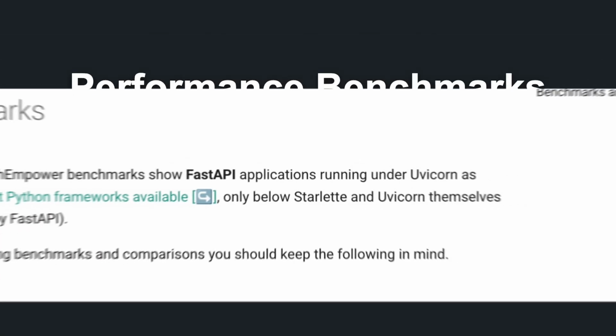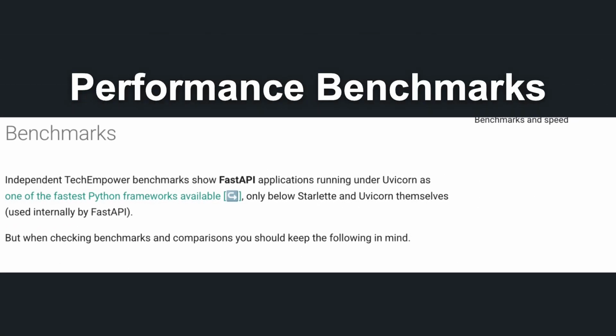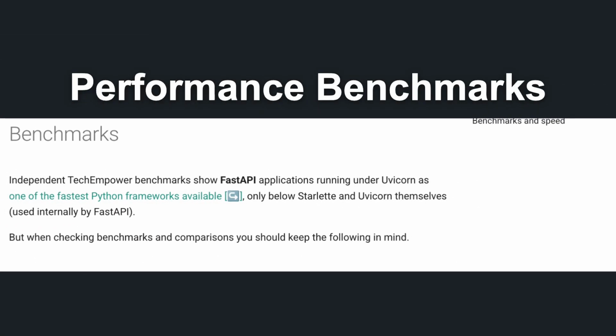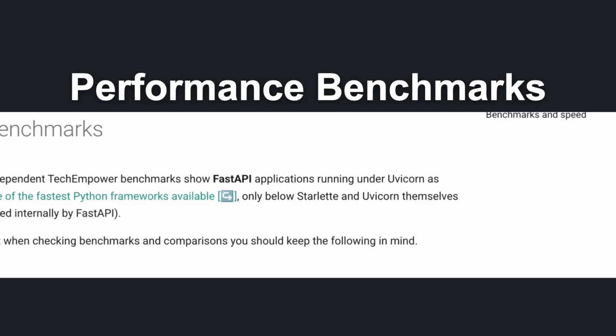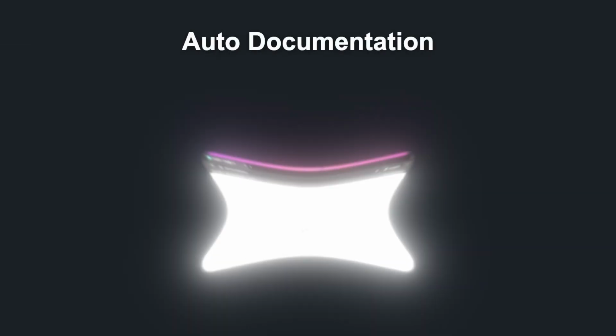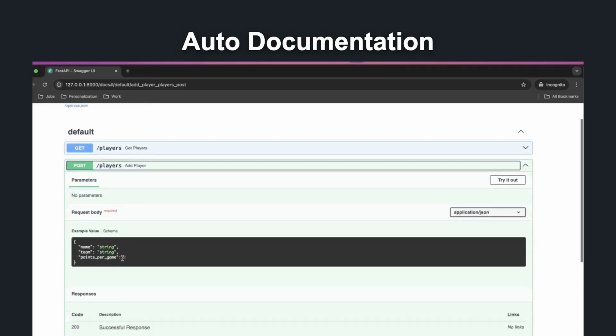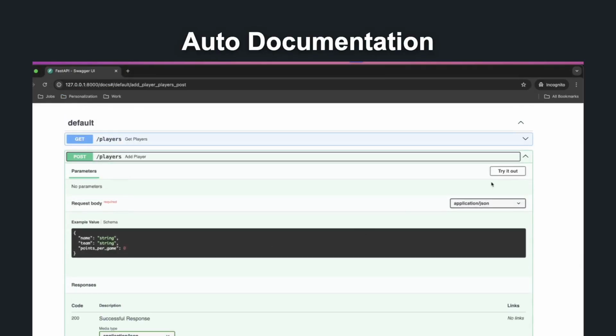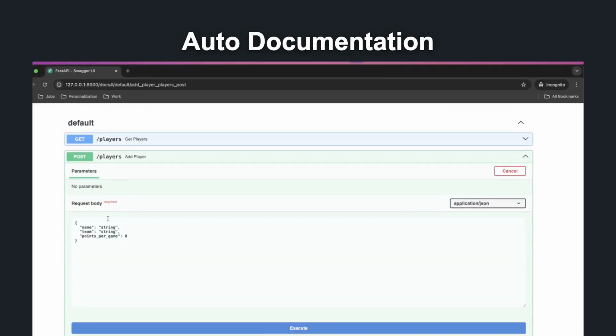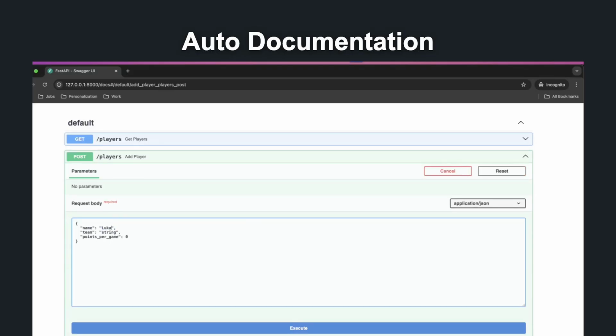Thanks to efficient async handling and a lean architecture under the hood, FastAPI consistently ranks near the top of Python framework performance benchmarks. But the best part? Automatic documentation. The moment your server starts, FastAPI gives you a fully interactive Swagger UI and ReDoc page. No extra setup, no extra files. Your whole API documented instantly.